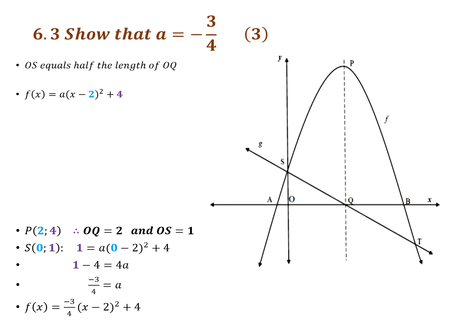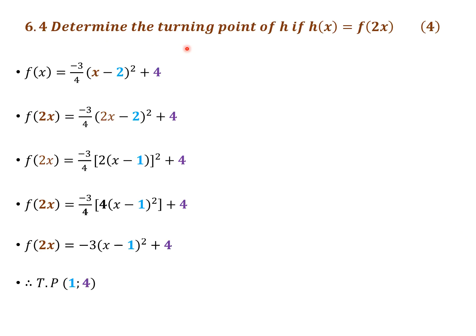Right, next question. Determine the turning point of h if h of x equals f of 2x. Right, so remember now f of x equals minus 3 over 4 (x minus 2) squared plus 4. According to what's given there, the turning point would be (2, 4). Now they want f of 2x. So my x here is changing to 2x. So wherever I see x, I'm going to substitute it with 2x. So I have minus 3 over 4, and that x now becomes (2x minus 2) squared plus 4.